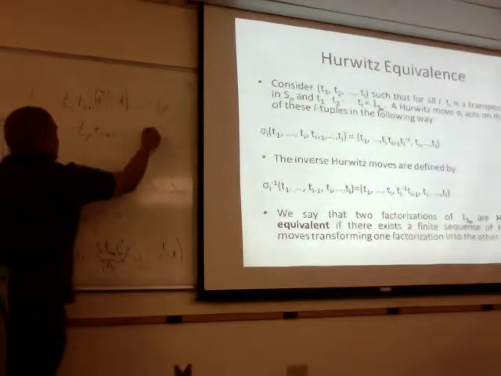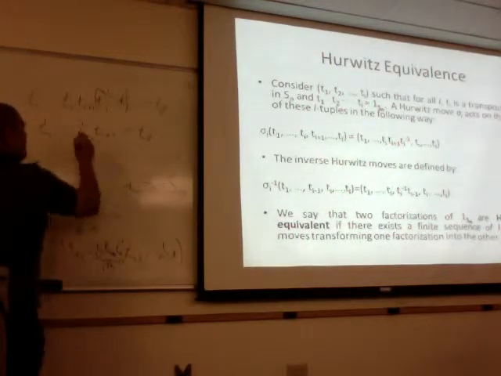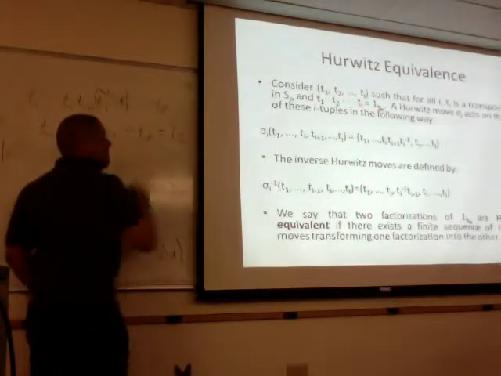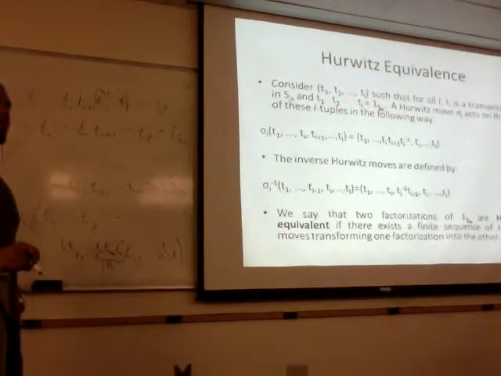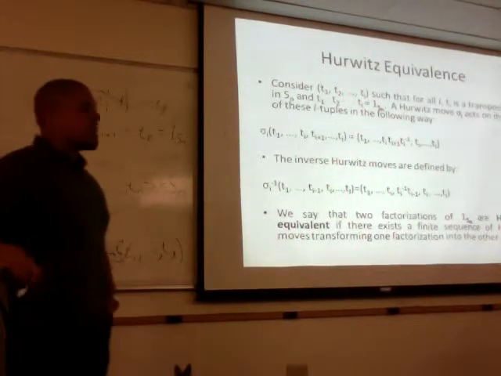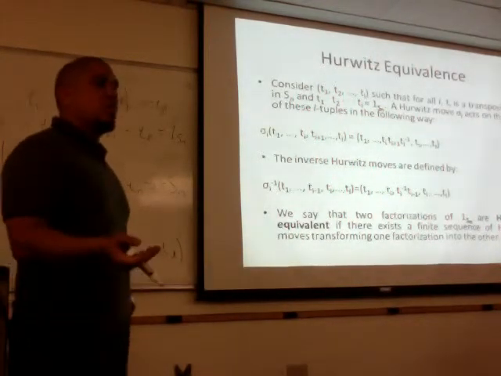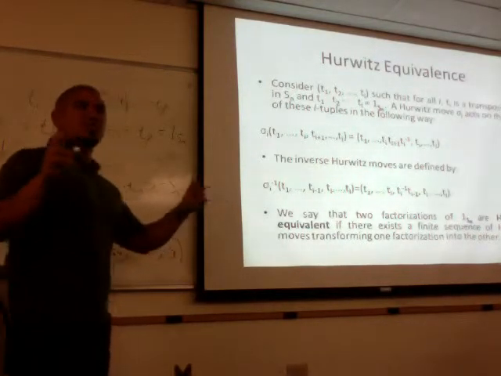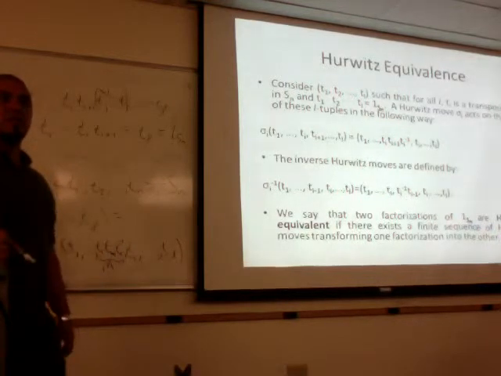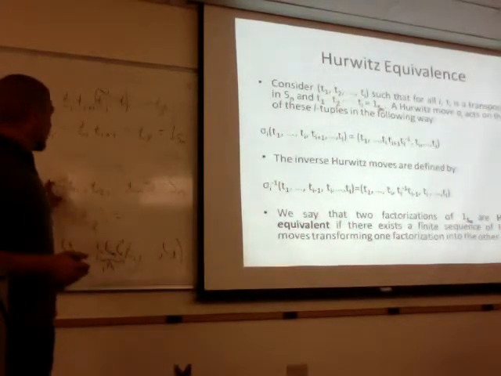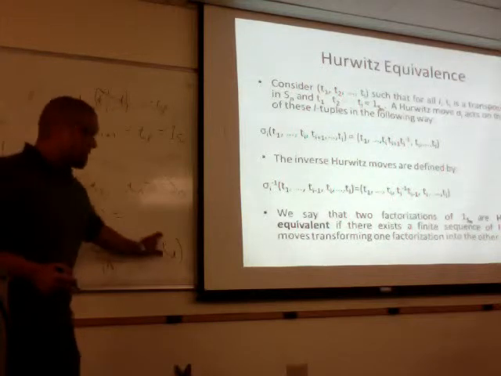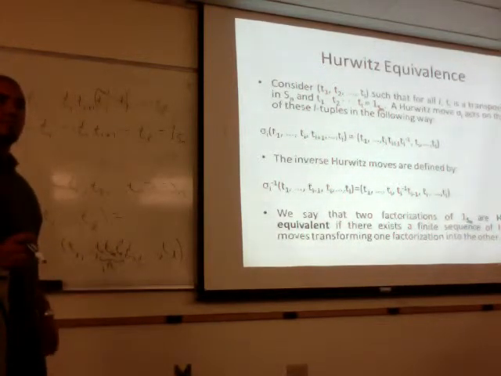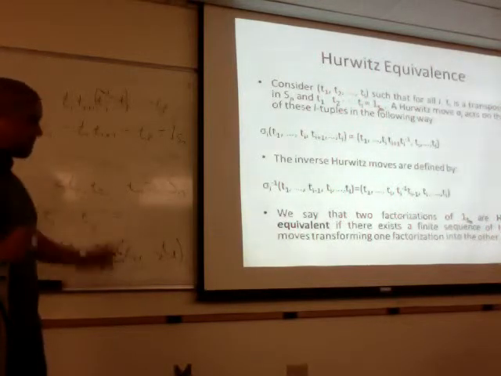T1 through TL. And this is identity, as I call it, the identity of Sn. Right? And so these moves actually keep the product invariant. Moreover, it turns out that they also keep their transitivity invariant as well. In other words, these transpositions also generate the entire group Sn. So everything is sort of preserved.